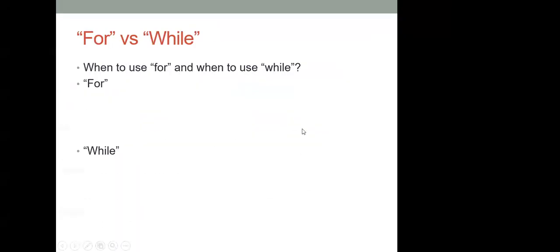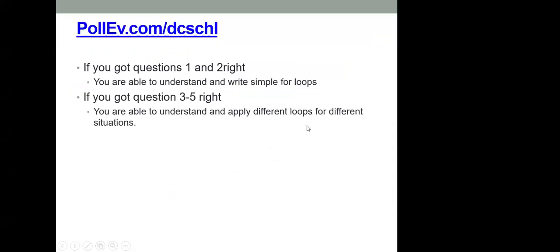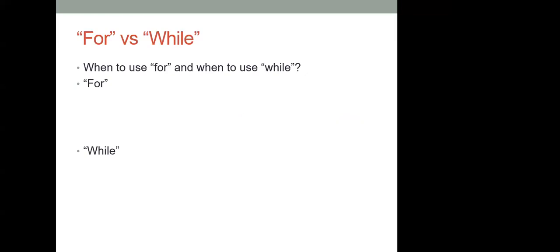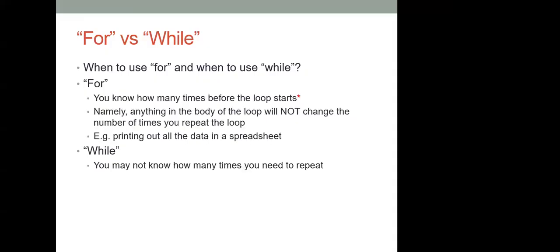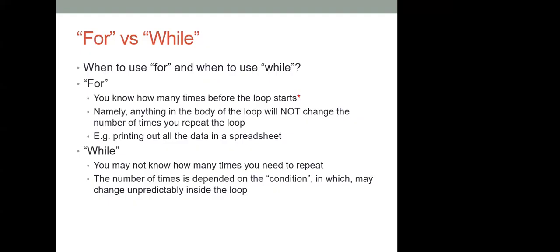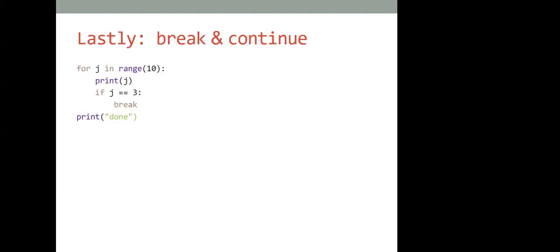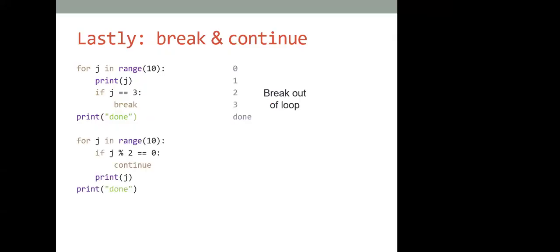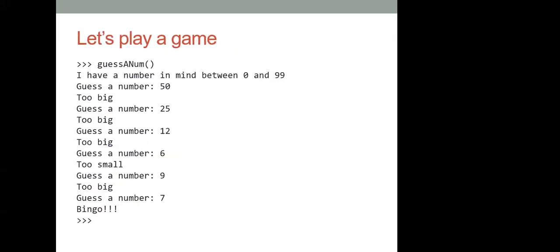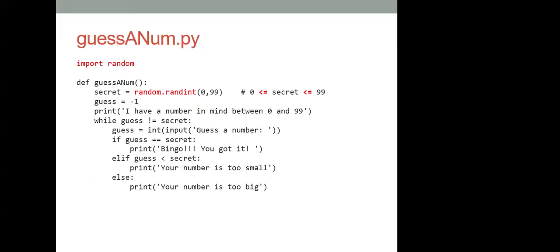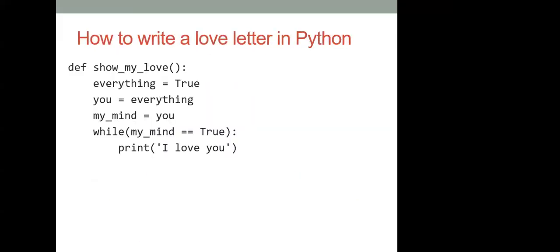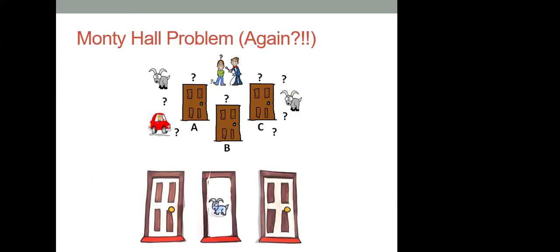That's most of it. So before that, if you can get 1 and 2 right, and 3 to 5, probably you can do the loop. When to use for and when to use while. For is you know how many times, and while is you don't know how many times. I think that's basically it. And lastly, I will talk about the break and continue next time, because time is running out. I'll do this later because I want to show the Monty Hall problem.